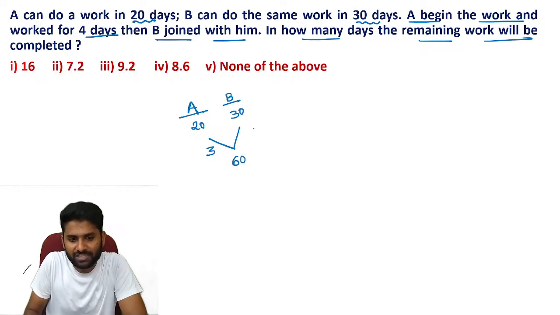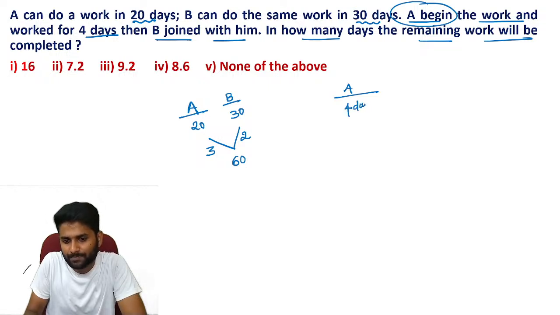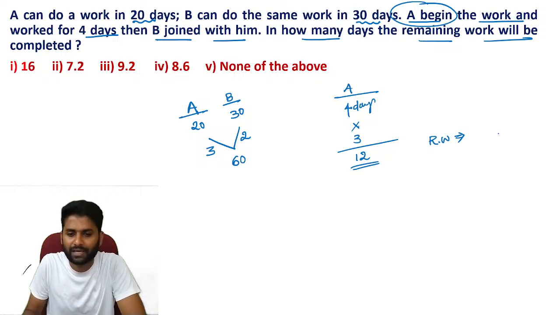A's efficiency is 3 units. B's efficiency is 2 units. Now A starts the work and worked for 4 days. Guys, A worked for 4 days, and the efficiency of A is 3 units, which means exactly 12 units are completed. Now what is the remaining work? Out of 60, 12 units are already completed by A and the remaining 48 units are left.